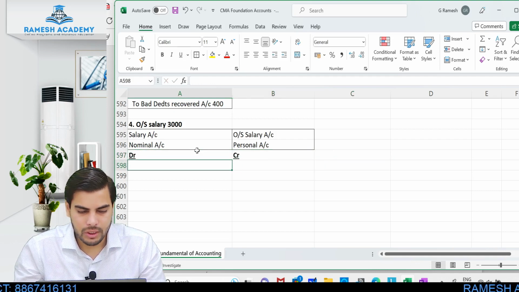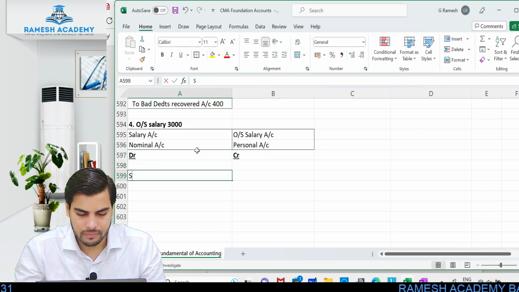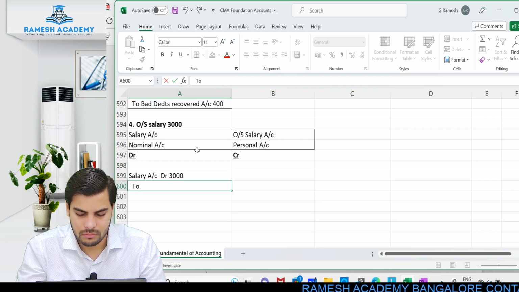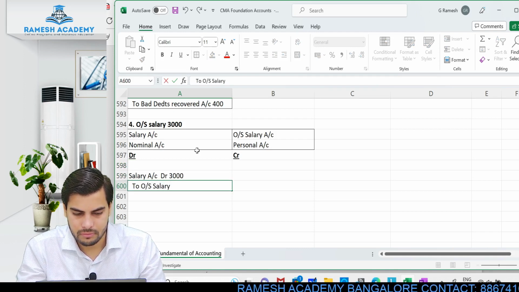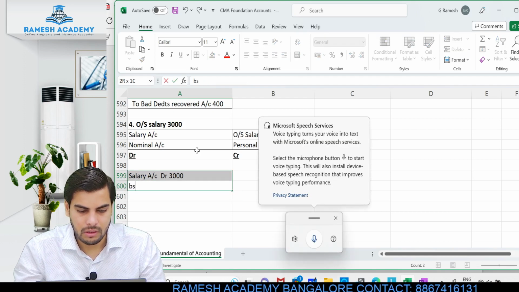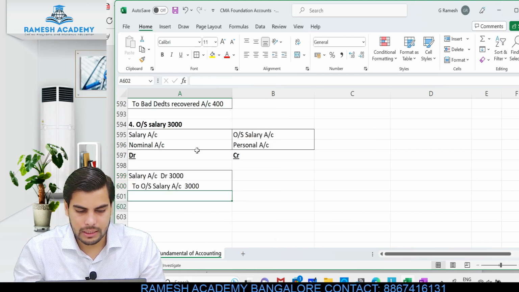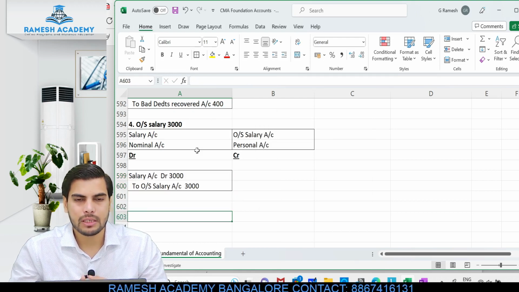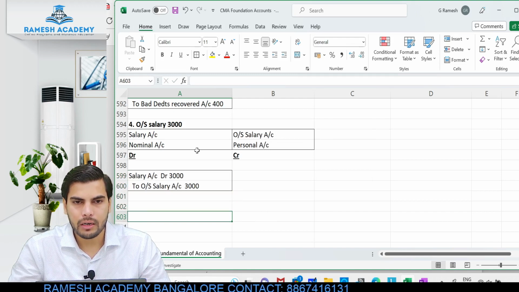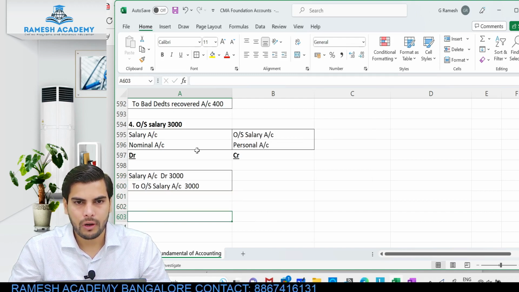So what would be the journal entry? The journal entry would be like this: salary account debit to outstanding salary account. This would be the entry. Is this clear? Anybody having any doubt, any confusion so far? Hope you all understood this.